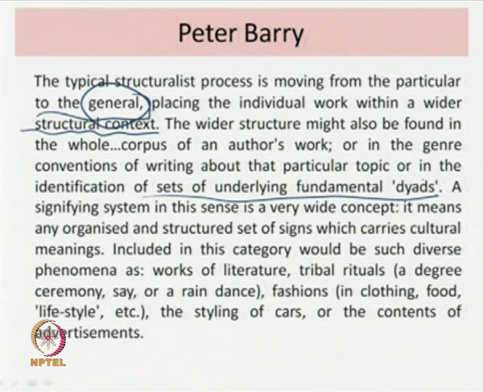He goes on to say, a signifying system in this sense is a very wide concept. It means any organized and structured set of signs which carries cultural meanings. Included in this category would be such diverse phenomena as works of literature, tribal rituals, fashions, the styling of cars, or the contents of advertisements. This is important for us to understand.